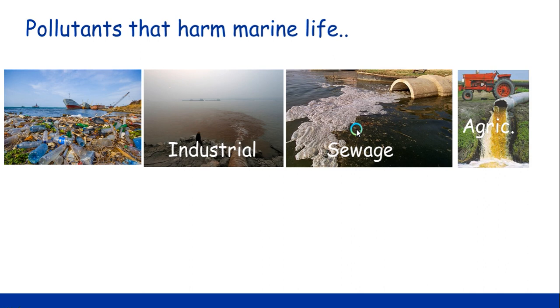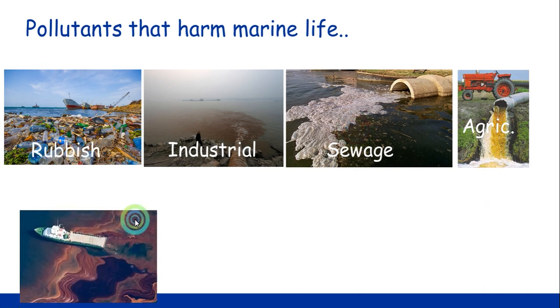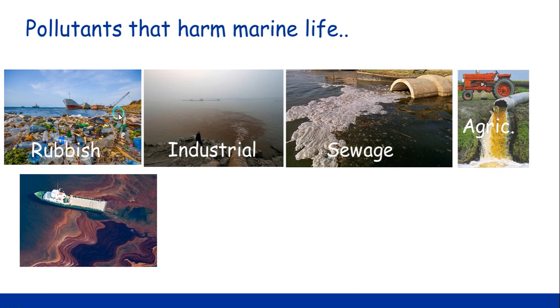Now, you have refuse. These are rubbish. These are plastic things. You can see so many plastics on the surface. This is at the shore. You can see this is a ship. Now you have so much rubbish. These are the things that harm marine life. From industrial areas.